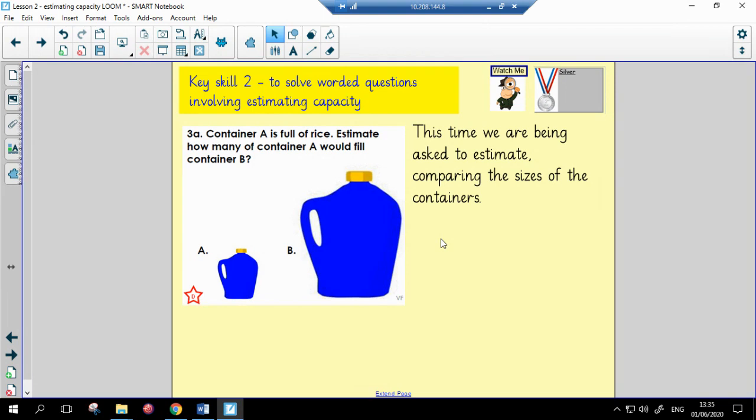If I had one of A, how many times would I be able to fill it with rice? For that, I would approximate that it would probably need about 8 times to fill this container. That would be a sensible guess. If you were thinking of anything between sort of 7 and 9, give yourself a pat on the back.